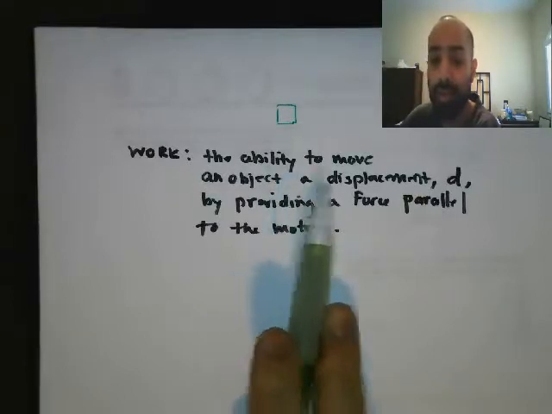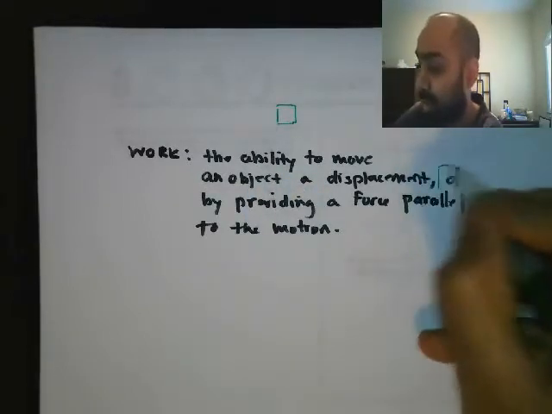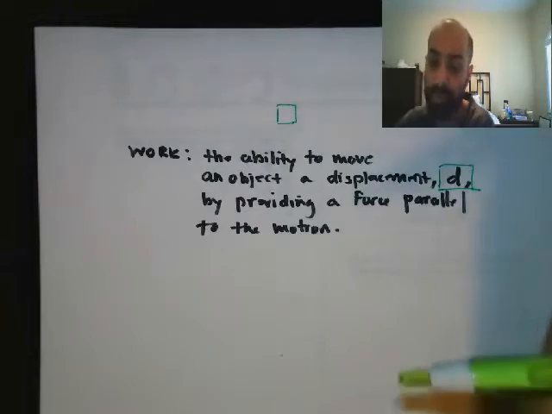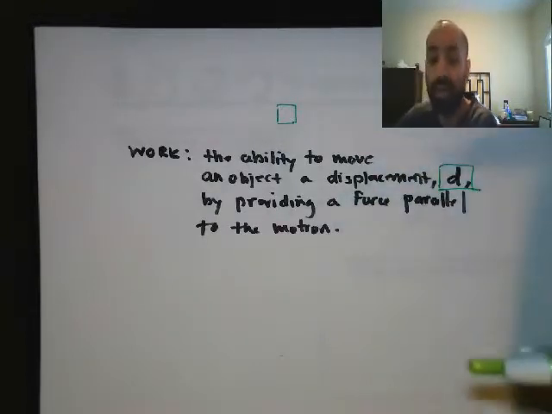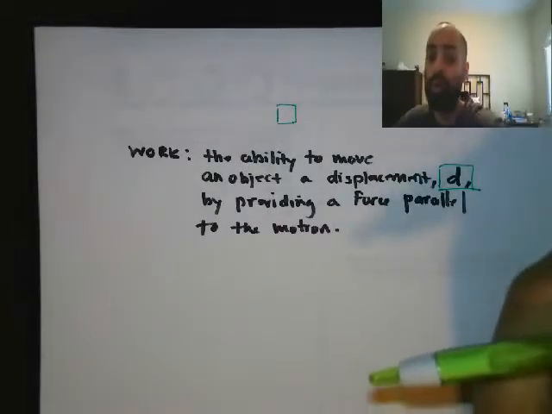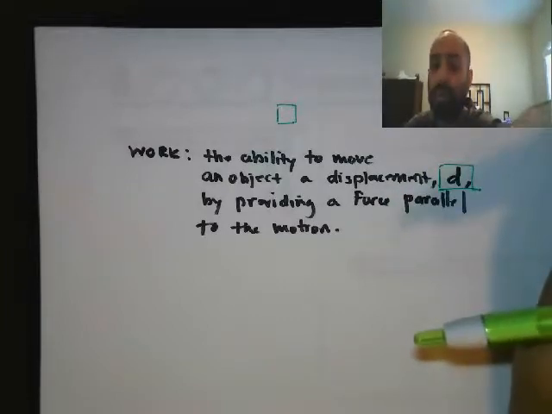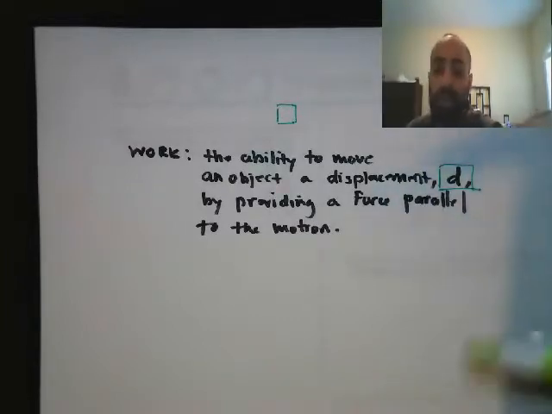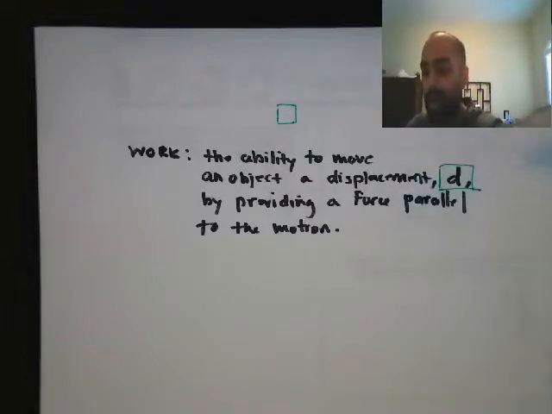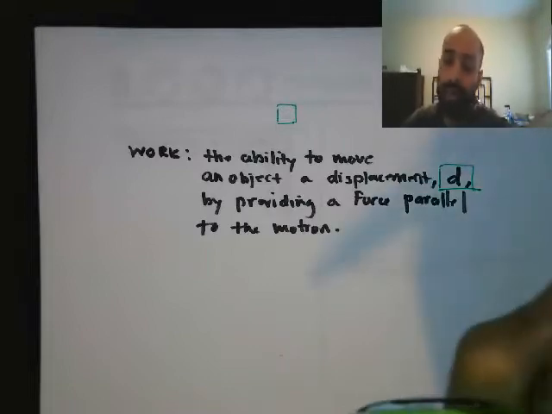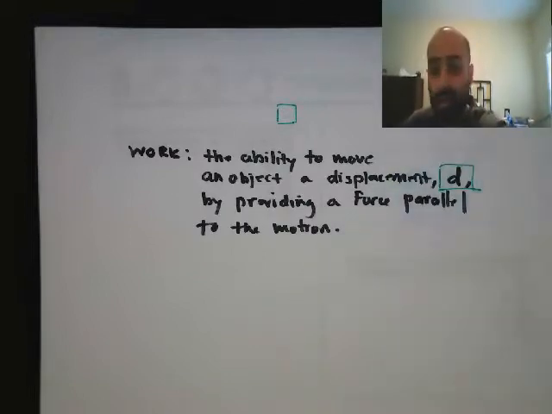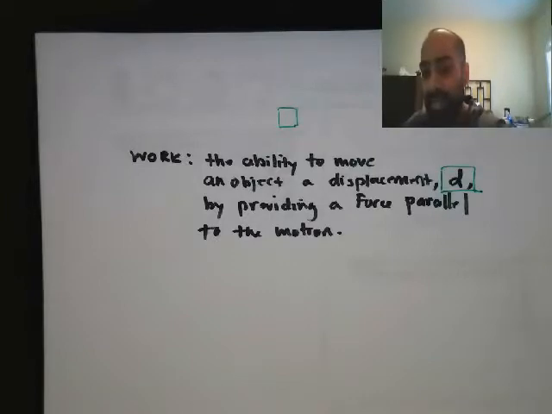Number one, it says that the ability to move an object, displacement d. An object must move for work to have been done. You know, for example, if I were to push on a wall, I can push as hard as I want to on a wall, but if that wall does not move, no matter how much force I provide, no work is being done onto that wall. Secondly, even though it's moving, it does not have to be accelerating. As long as it's moving at a constant speed or accelerating, does not matter. Work will be done if an object is moving.